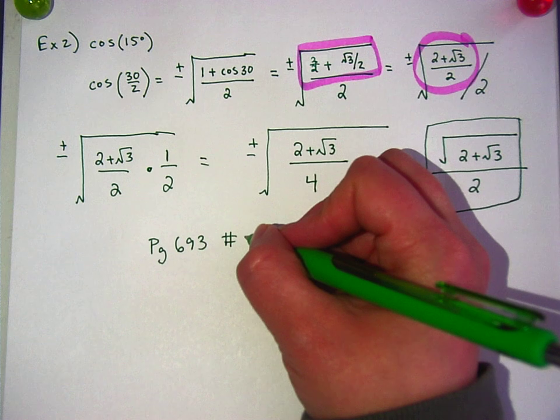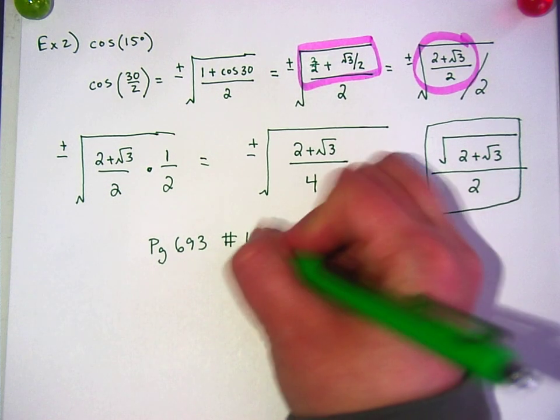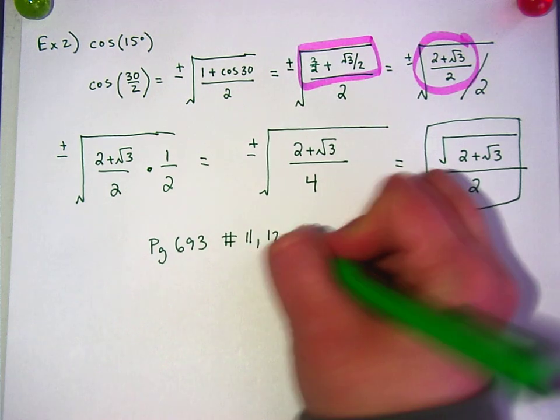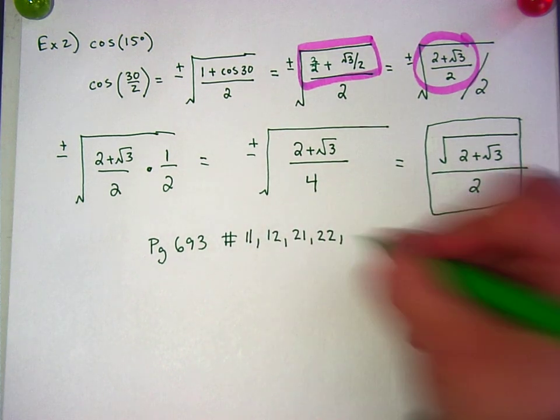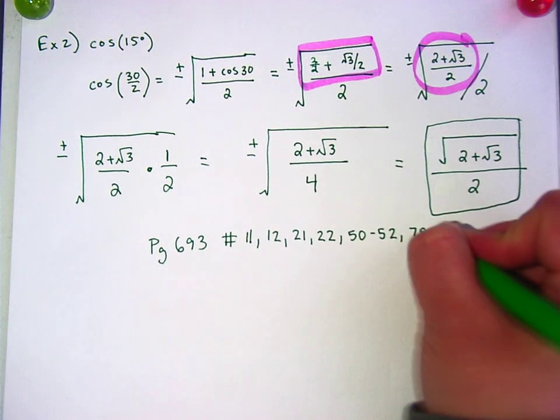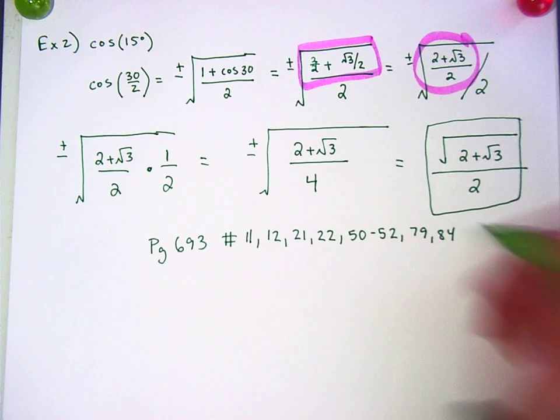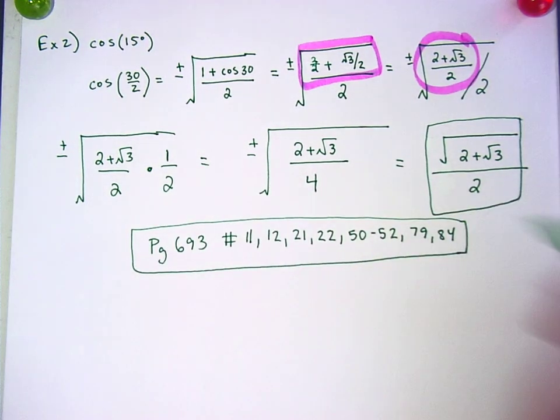360 or 693. Numbers 11, 12, 21 and 22, 50 through 52, 79 and 84. Also, this is not due tomorrow, because tomorrow we're gonna do the second half of 7.4 and fill in those other two things in the back of your unit circle.